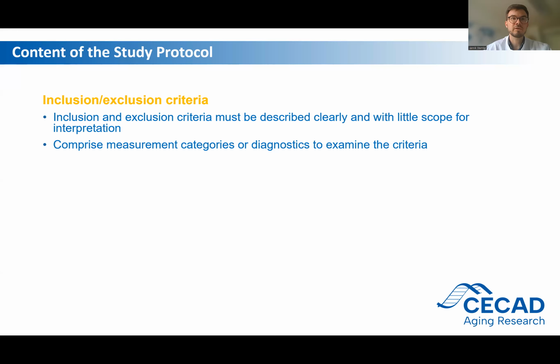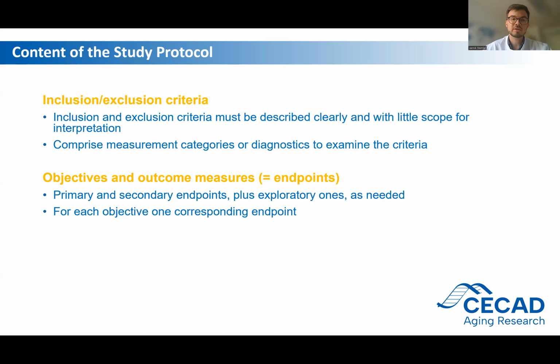We continue with the inclusion and exclusion criteria, which are a central element for the conduct of the clinical trial. They must be described clearly and with little scope for interpretation. The study protocol should comprise measurement categories or diagnostics to examine these criteria. And also the in- and exclusion criteria have to be in accordance with the contraindications of the investigational medicinal product.